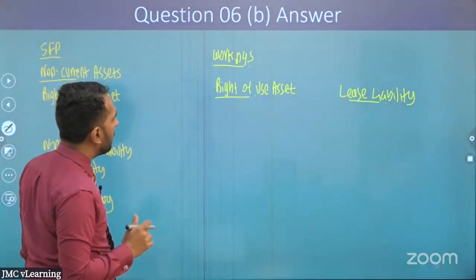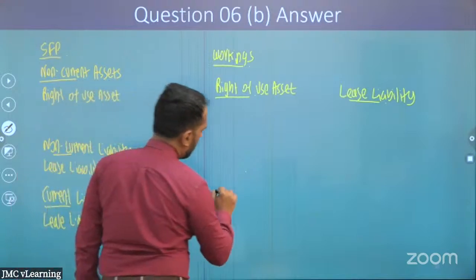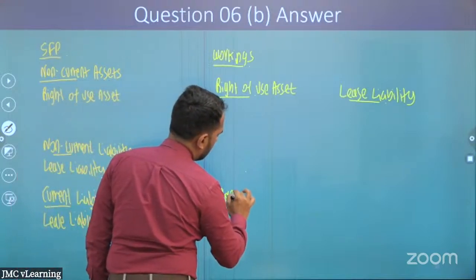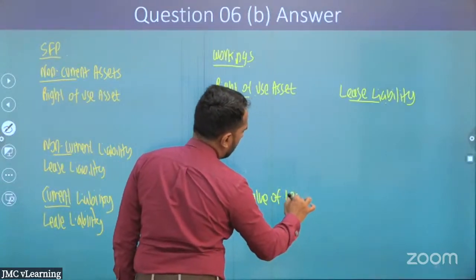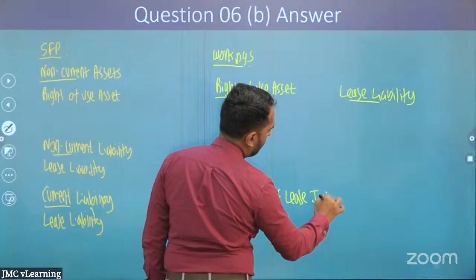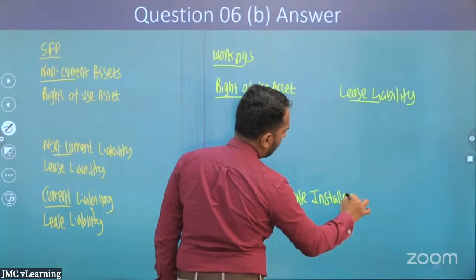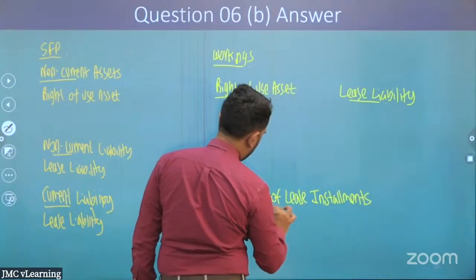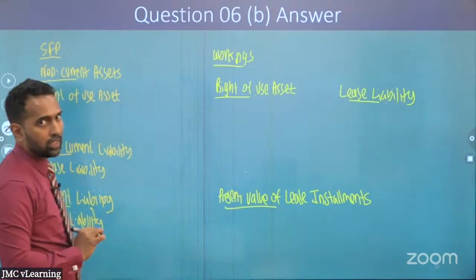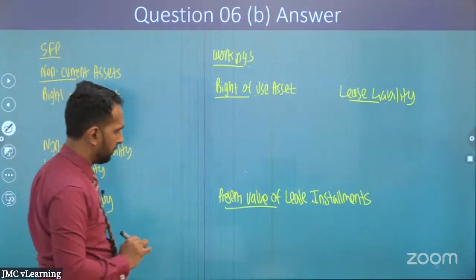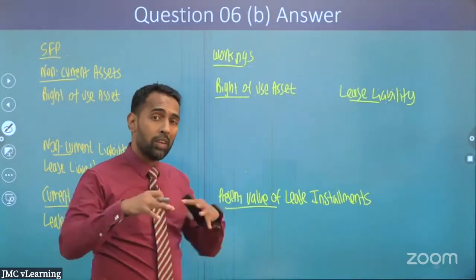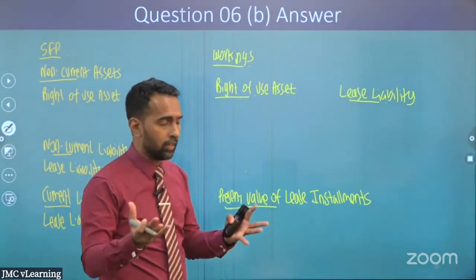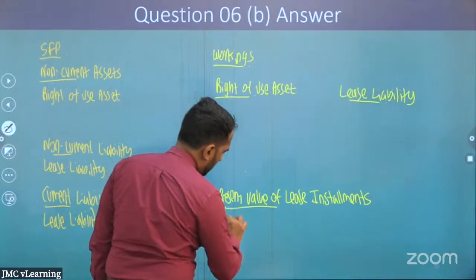So before we do anything, Lamai, you need to calculate the present value of lease installments. That is something you have to calculate. Right? That is not given. Generally in the question, they will give you the lease facility. It's not given. Right. So we'll do the calculation.